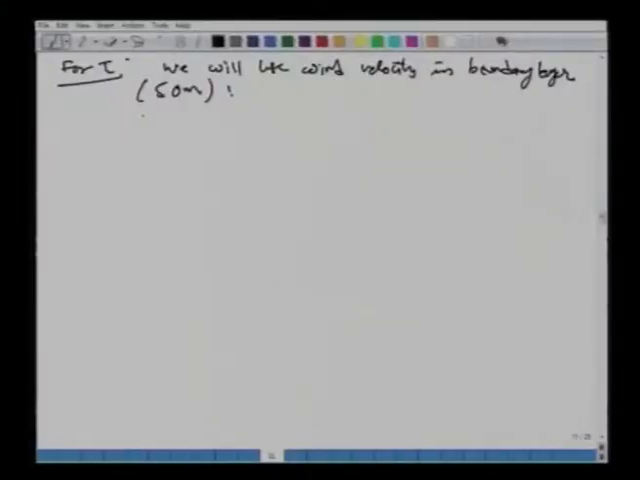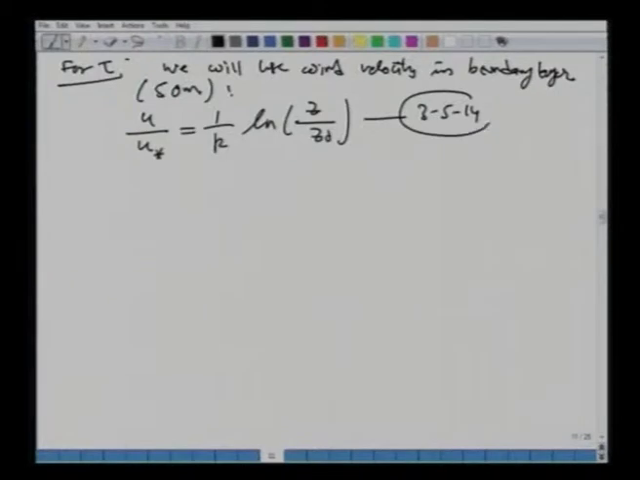This is described by u over u star is equal to 1 over k log of z over z naught, and this we would number as 3.5.14. I am sure you may have seen this equation earlier, and this is the logarithmic velocity profile in the boundary layer, where u star is the shear velocity, which is given by square root of tau over rho a.